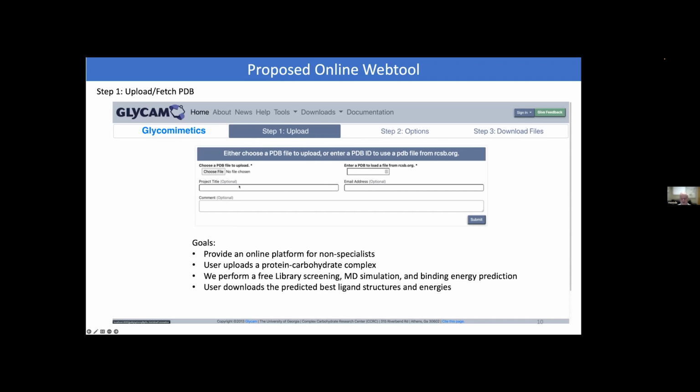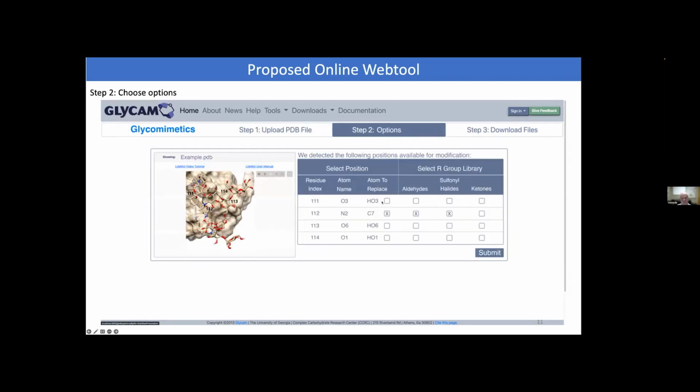So here we imagine they would upload a protein. On the next slide, they would pick the hydroxyl groups or the NH groups that they wanted to derivatize. If they know the kind of chemistry that they would like to use for the coupling, they can specify specific libraries or just all of them. And then they submit it.